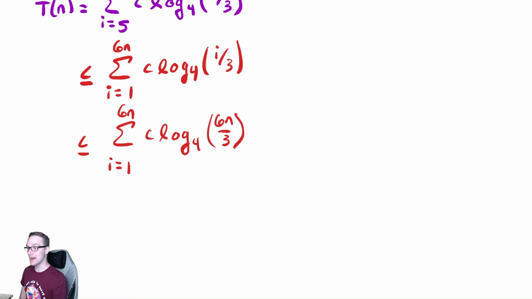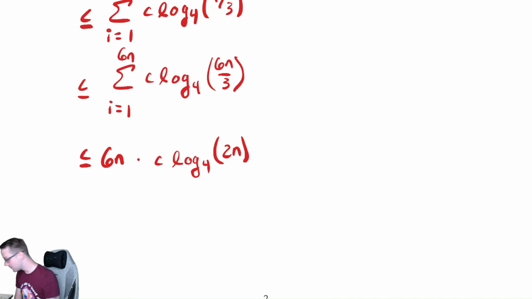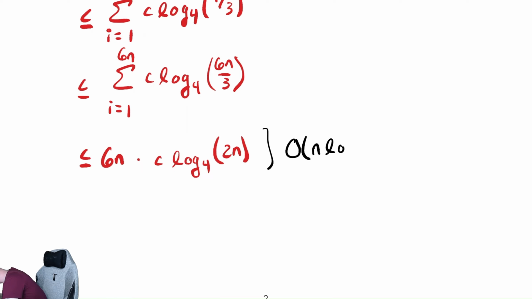Having done that, I now no longer have i inside of the summation, and can take the number of terms, the top minus bottom plus 1, and multiply by the summand. So the number of terms is just going to be 6n, because 6n minus 1 plus 1 gives me 6n, times c log base 4 of 2n on the inside. And at this point, all we would need to do is identify the complexity. That looks like it is in big O of n log n. So our final conclusion for the bounding here is that this is in big O of n log n.